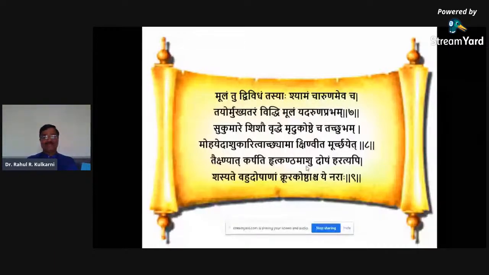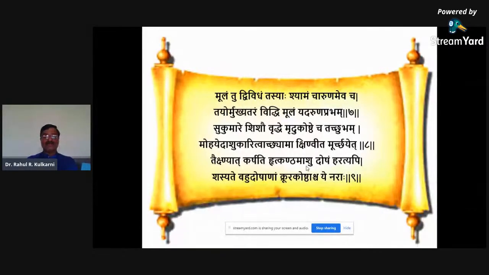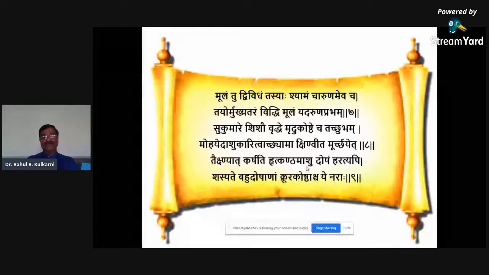Taikshnat karshati hrutkantam ashum dosham harati. Due to tikshnata, it will lead to karshana in the Hridaya and Kantha Pradesha. But what it does is ashum dosham haratyapi, so it is going to relieve the dosha in a very short time. Shashyate bahu doshanam krura koshtacha ye naraha. So this is more effective in Bahu Dosha and Krura Koshta.